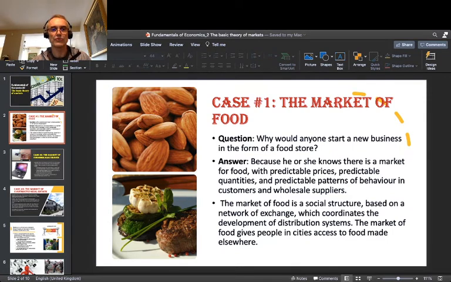When someone starts a food store in my neighborhood, wholesalers and distributors of food will sooner or later reach out to them and propose to create a permanent distribution channel. So the market of food gives people in cities access to food made elsewhere. The market here is a structure of coordination between people, which allows the emergence of very complex networks of distribution. If you wanted to design in advance, in the mode of central planning, such a system of food distribution, it would be bloody hard. But the market does all that planning and organizing for you.